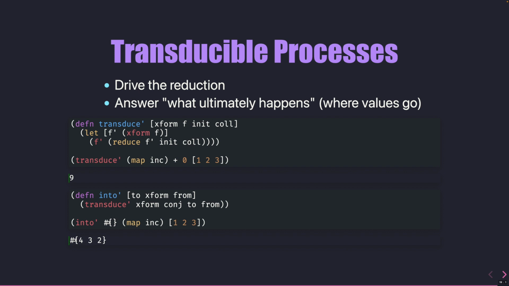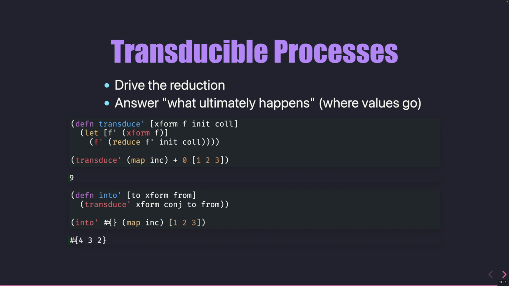So now we're ready to talk about transducible processes, which are the things that actually drive the reduction, right? They answer the question, what ultimately happens with these values? Where do the values go? How do they get into the vector or the set, right? Or onto the core async channel. Like we've shown that at each step, we are taking a value, possibly transforming it, passing it on to the next reducing function, whether that be a transducer itself or the terminal reducing function in the process. But who sets this up? Who iterates this? And determines where the values actually go, right?